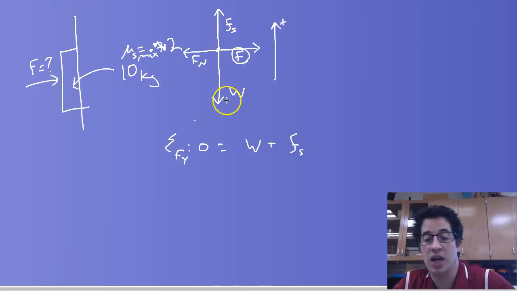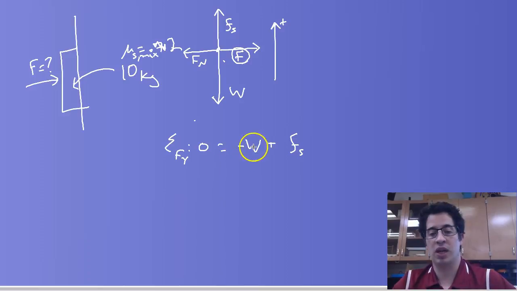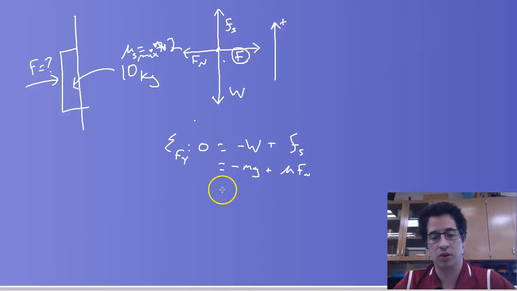Because weight is acting downward and up is positive, this is negative. Weight is equal to mg. Static friction is equal to mu times the normal force. So we say mg is equal to mu, which is 0.2, times the normal force. And we're kind of stuck here. There's not much more we can do. We're going to need to write another equation for the net force in the x direction.